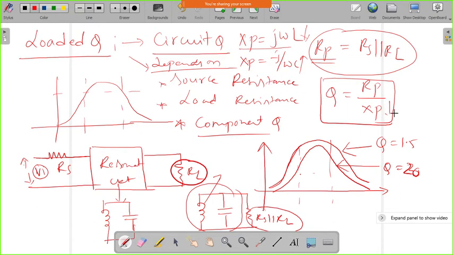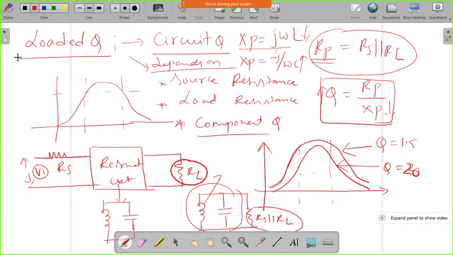If this decreases, the Q will increase. How do we decrease this reactive component? By choosing the L and C reactances appropriately, we can increase the Q by reducing Xp. Okay, so that is what we have for the loaded Q.